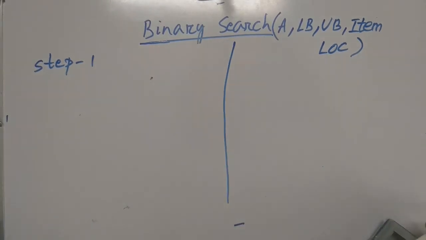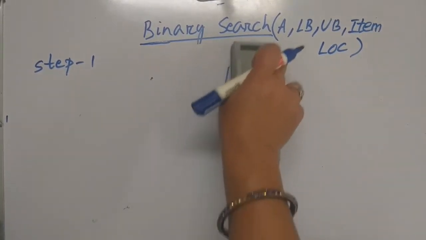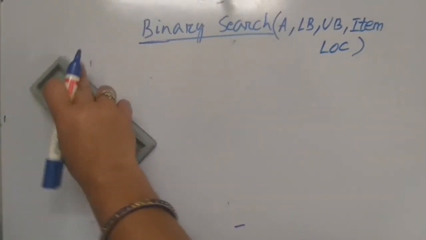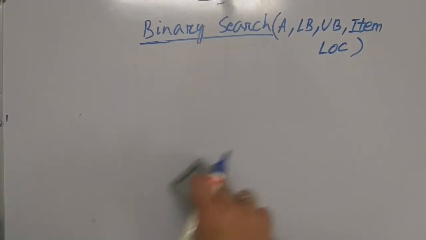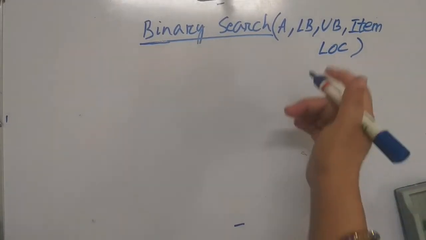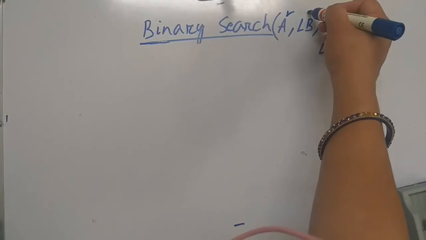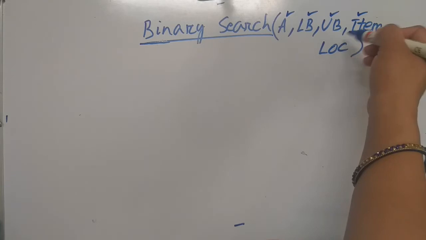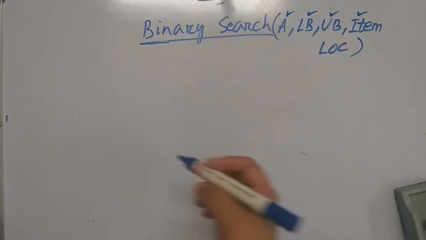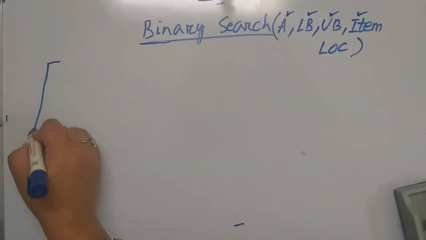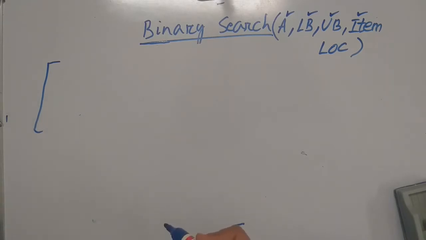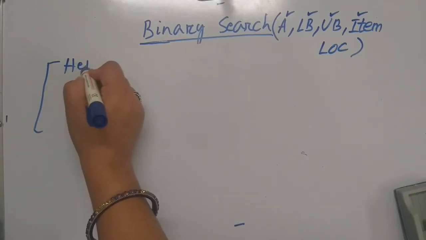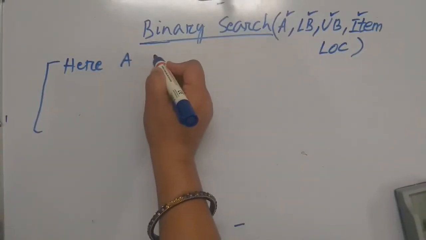Step 1. Listen to one thing here: I forgot to write down the values, whatever values we are taking. Just carefully write down these things, because here we particularly mention what the value of A is, what lb means, what ub means, item, and loc. In binary search we also write all these things. So here we write that A is a sorted array.